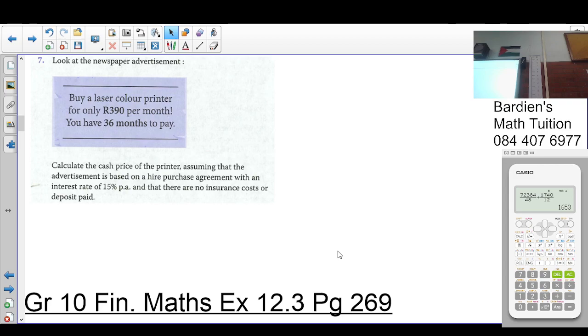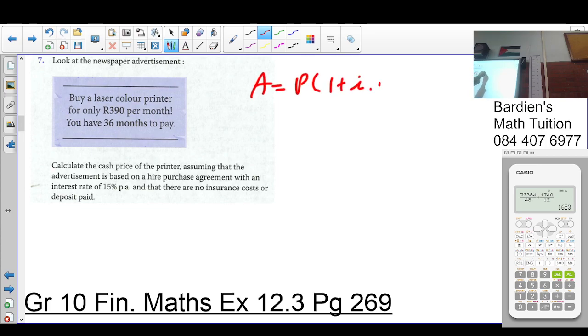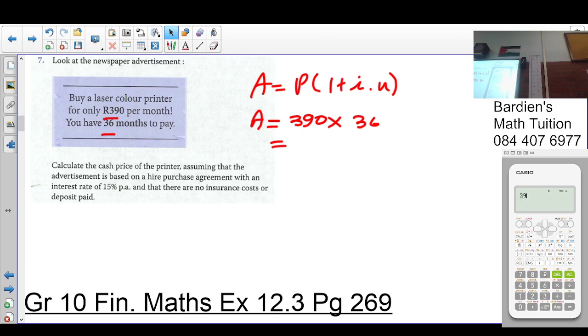Right, so when we start here, calculate the cash price, assuming that the advertisement is based on hire purchase. Alright, so how much is paid in total here? Firstly, the formula is A is equal to P times (1 plus i times n), as it's HP. I can calculate my A value, not so? So it's going to be 390 rand times 36. 390 times 36 gives us 14,040 rand.